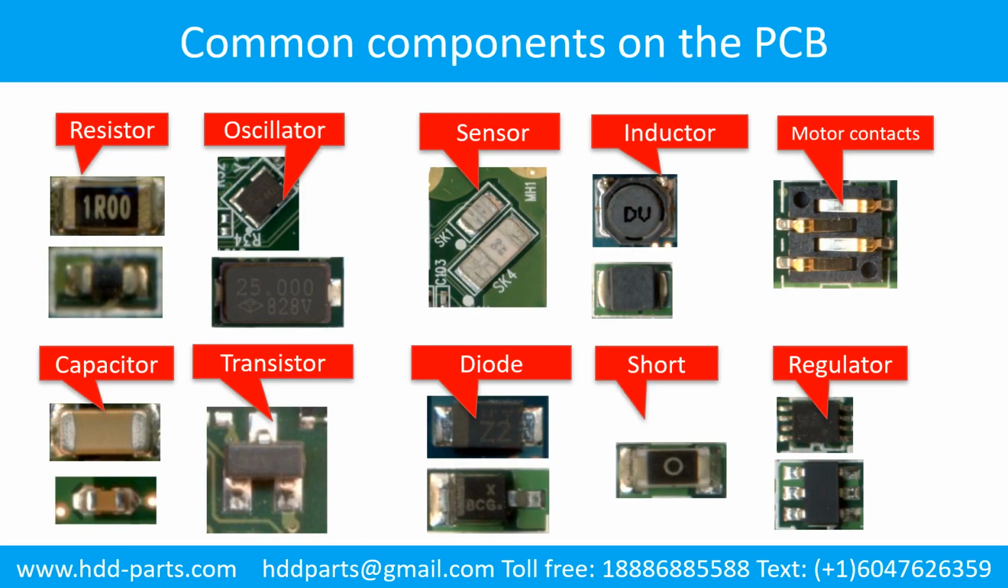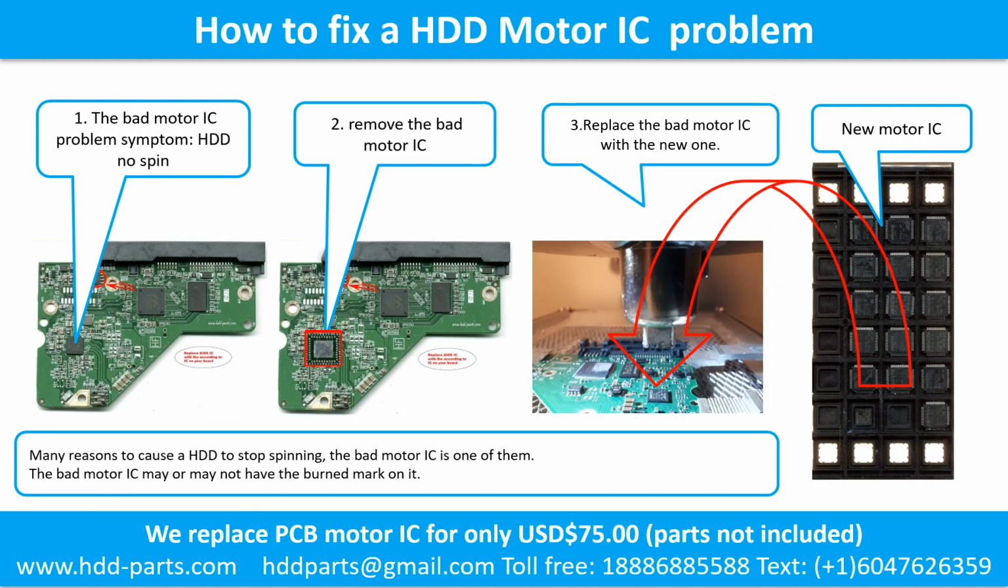This picture shows some regular components on the printed circuit board. How to fix a hard drive motor IC problem. 1. The bad motor IC problem symptom: the hard drive does not spin. There are many reasons that cause a hard drive to stop spinning. The bad motor IC is one of them. The bad motor IC may or may not have a burned mark on it. 2. Remove the bad motor IC. 3. Replace the bad motor IC with the new one.